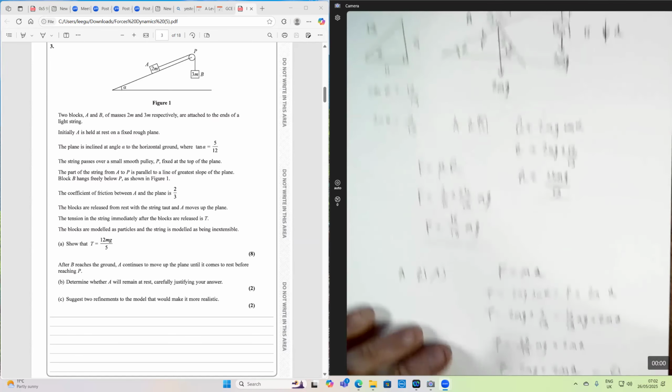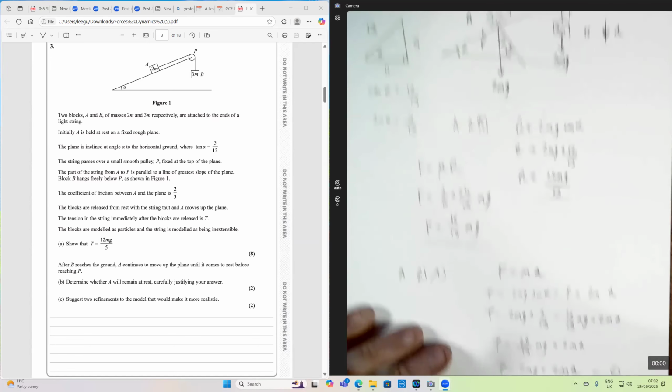This 2mg can be pictured as being 10 mg over 5. So we have 2mg over 5 add 10 mg over 5, which gives us 12 mg over 5 as required. There we go. And that's quite a nice 8 marks.